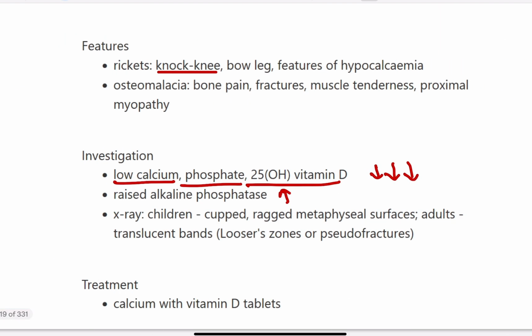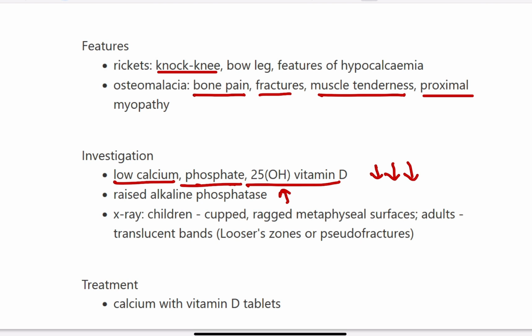In osteomalacia, there is bone pain, fracture, muscle tenderness, and proximal myopathy develops. And what are the investigations? The investigations usually show calcium level low, phosphate low, and vitamin D low.